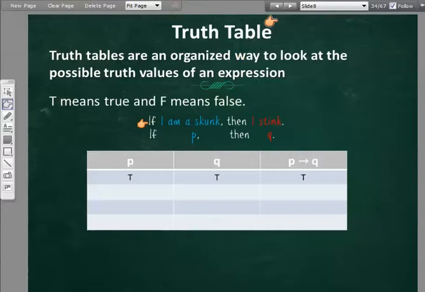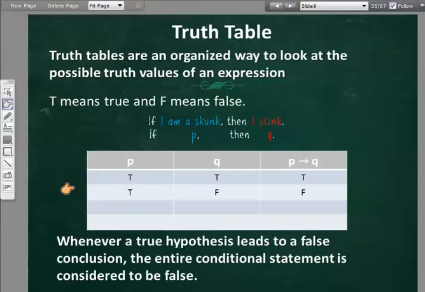Okay? Now look at this next one. My hypothesis is true, but my conclusion is false, then the whole statement's going to be false. It says whenever a true hypothesis leads to a false conclusion, the entire conditional statement is considered false. Well, I am a skunk is true, I stink is false, then the whole statement is false. Think about it. If you don't stink, then you're probably not a skunk.